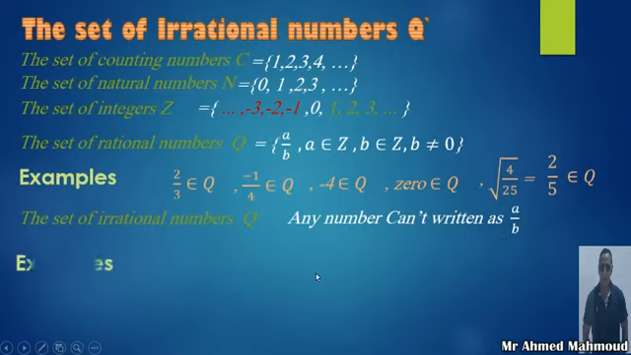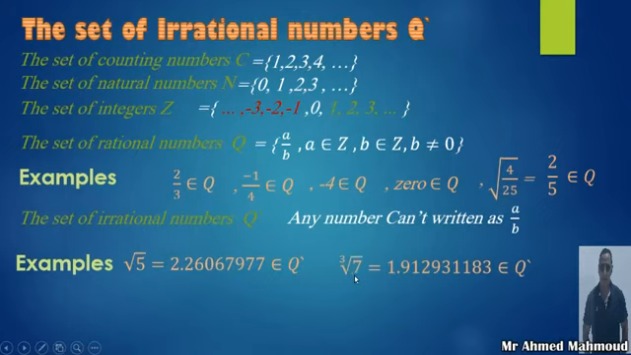For example, if we have a number like root 5, in the calculator the approximated value equals 2.2606 and so on. This number can't be written as a fraction. Then root 5 is not a rational number. This is an irrational number, Q dash. Again, if we have cubic root 7 equal to 1.9129 and so on, this number can't be written as a fraction, then this number, okay, is an irrational number.